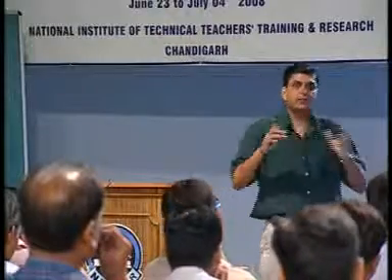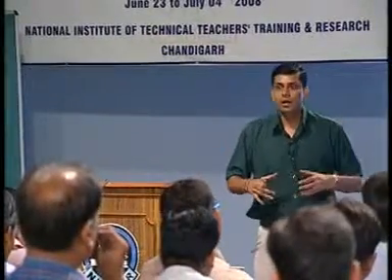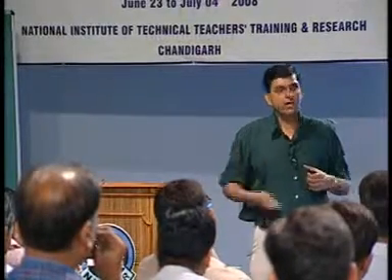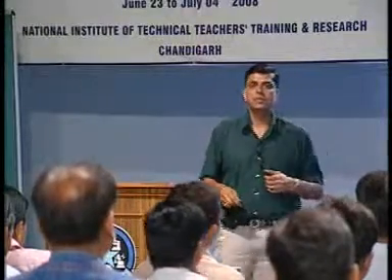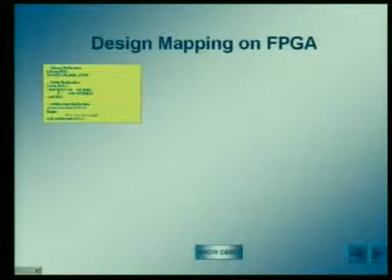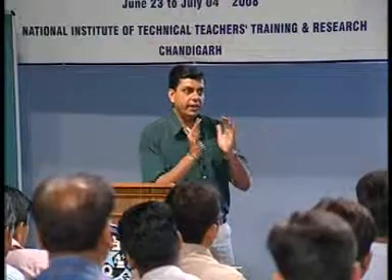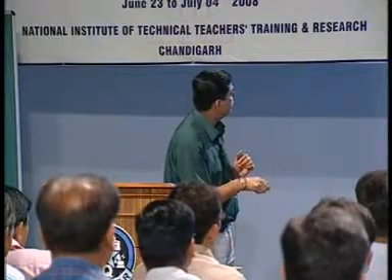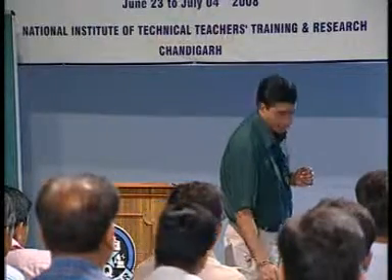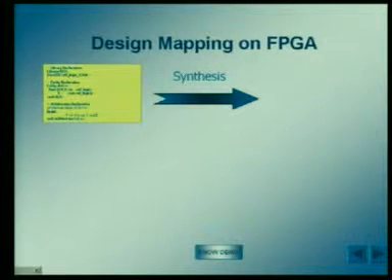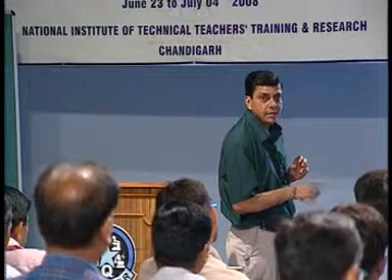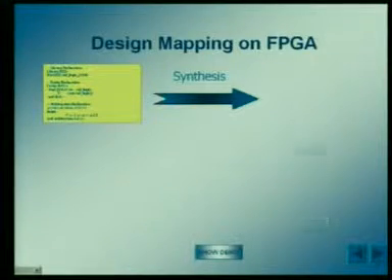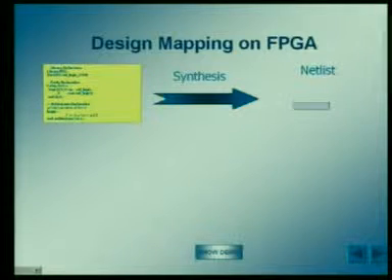Now let me take all the things together. Now from where to start? We are starting our design from VHDL code initially. Design steps now. Once we have VHDL code, the next part is synthesis. Now I am synthesizing this VHDL code. This VHDL code is synthesized by using CAD tools, and I will get a netlist file.